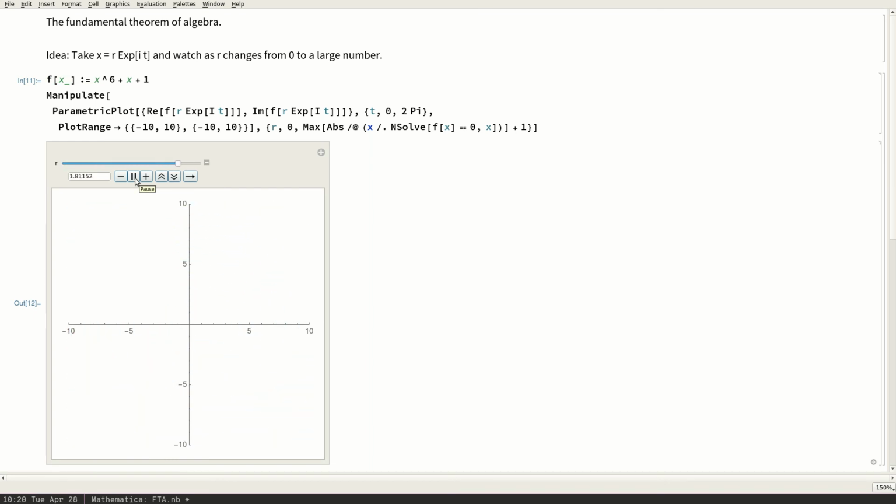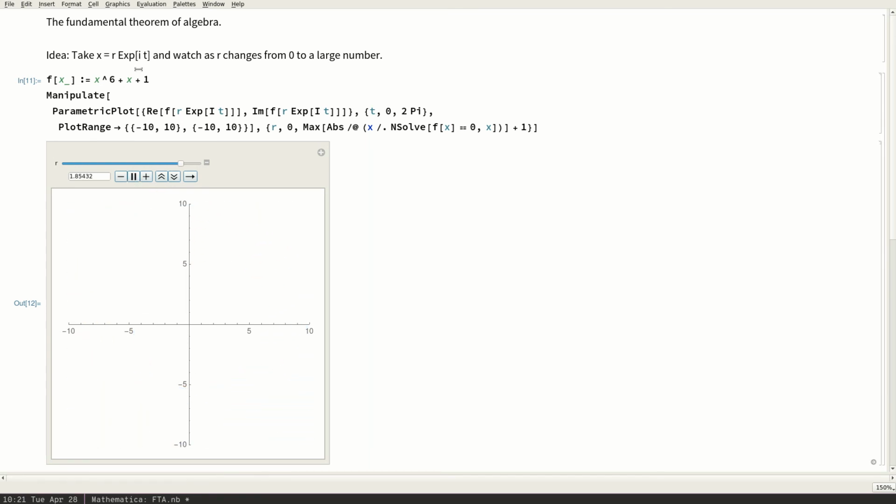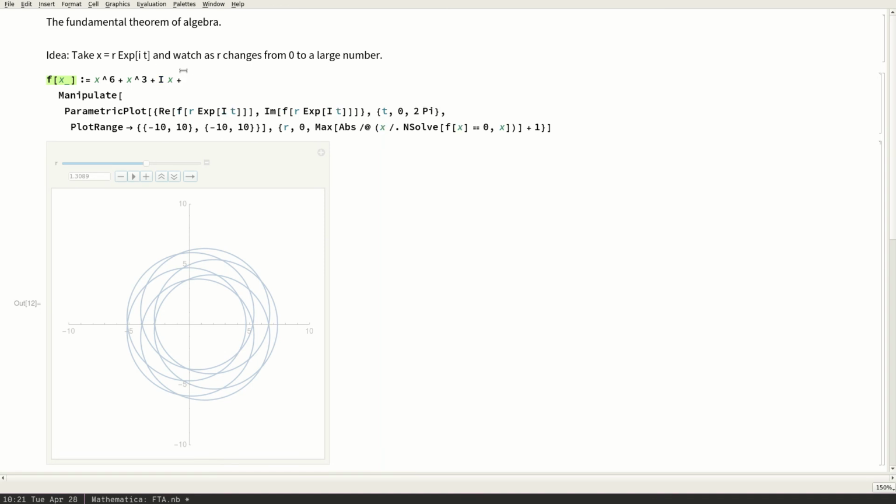Oh, that one was great. Turned into like a flower or something. But regardless, the fundamental theorem of algebra is true. I start at the value 1 and grow to be large circles, eventually passing through the origin. I like that one. Look at that. That's beautiful. Let's change this to, what if I did x to the 3rd plus ix plus 3?